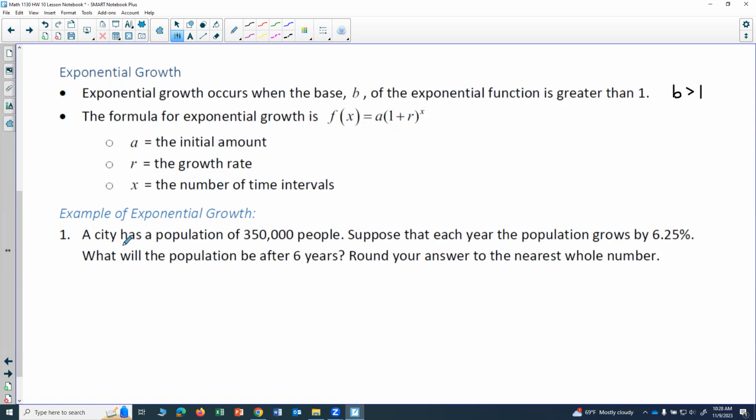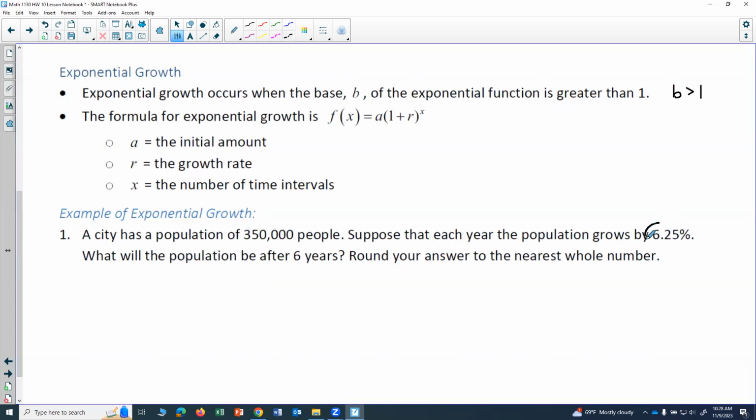So here's an example. A city has a population of 350,000 people. Suppose that each year the population grows by 6.25%. What will the population be after 6 years? Round your answer to the nearest whole number.